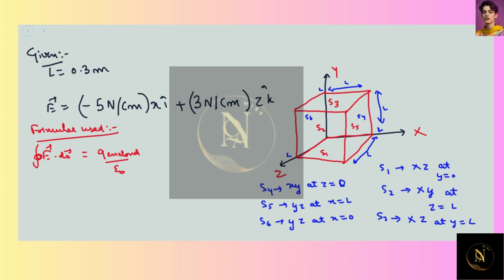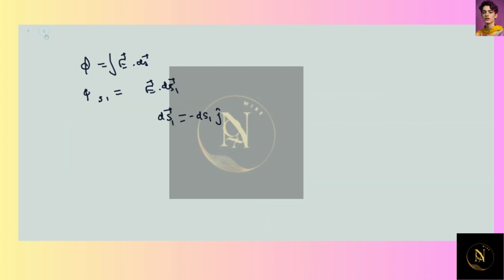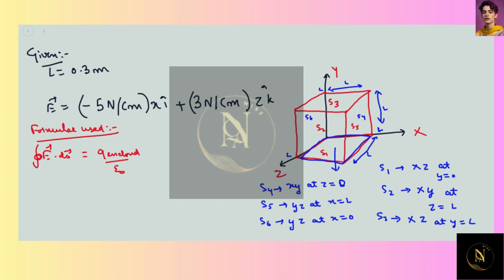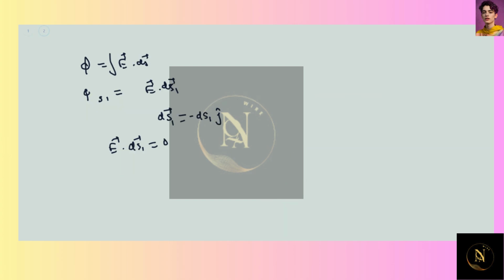Minus j cap because this surface has a downward direction. The area vector has a downward direction. So the electric field dot dS1 vector equals 0, because we don't have any component along the y direction, or j cap direction. So E dot dS1 equals 0. Therefore the flux through S1 is 0, so phi S1 equals 0.